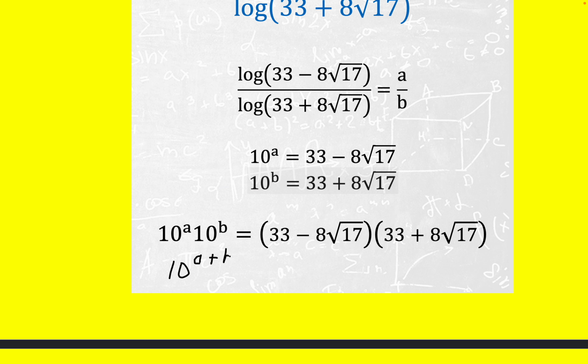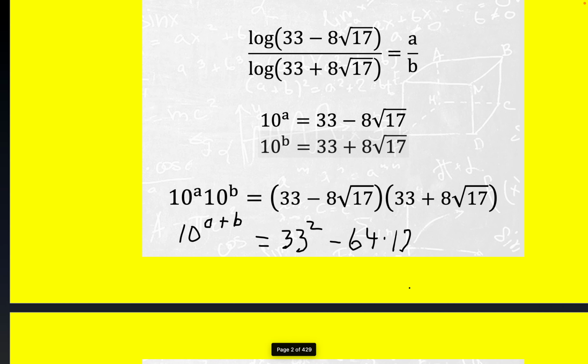Now, of course, you recognize this as the difference of two squares. So this would be equal to 33 squared minus 8 squared times 17. Again, you square 8, you get 64. You square the square root of something, you get the something.